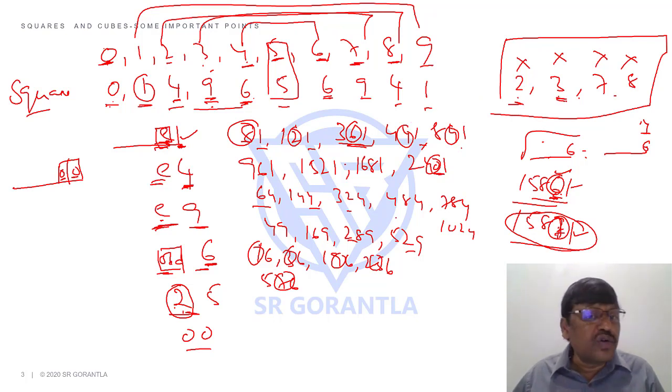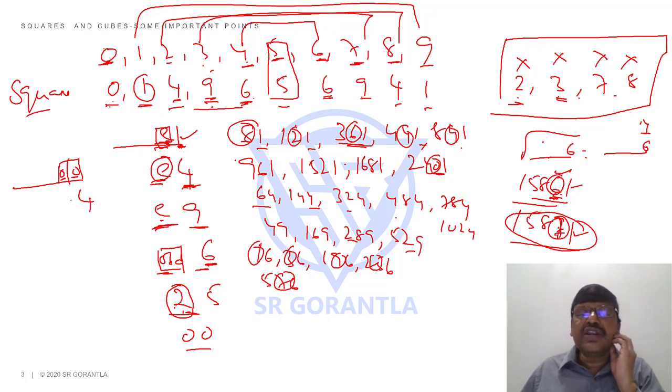Can it be 3, 3? No square will end with 3, 3. So no perfect square will have last two digits 3, 3. Can it be 4, 4? If it is ending with 4, the tens place should be even. Yes, it can be. 4 is an even digit. See, you have 144. The last two places are possible, 4, 4, right?